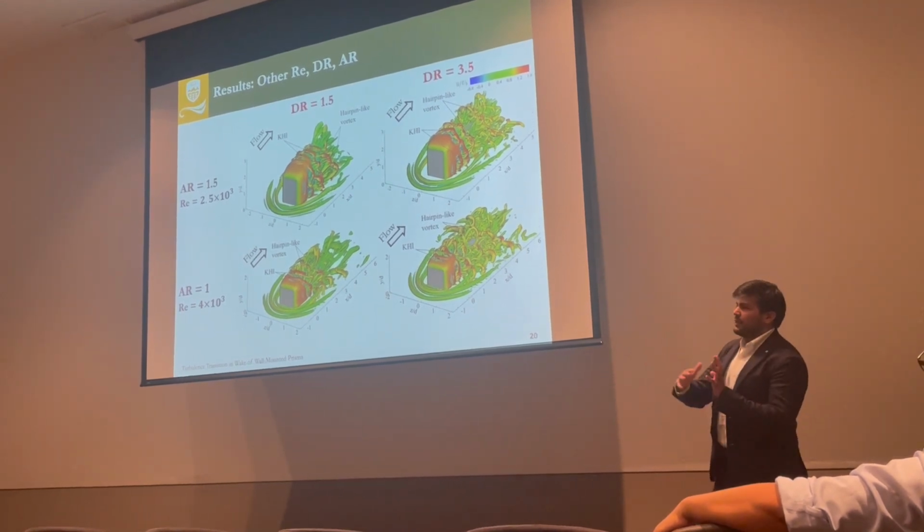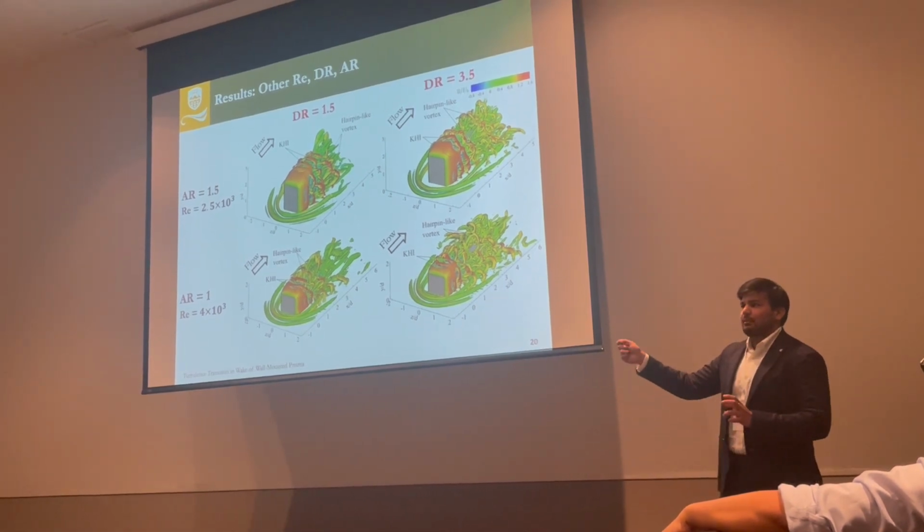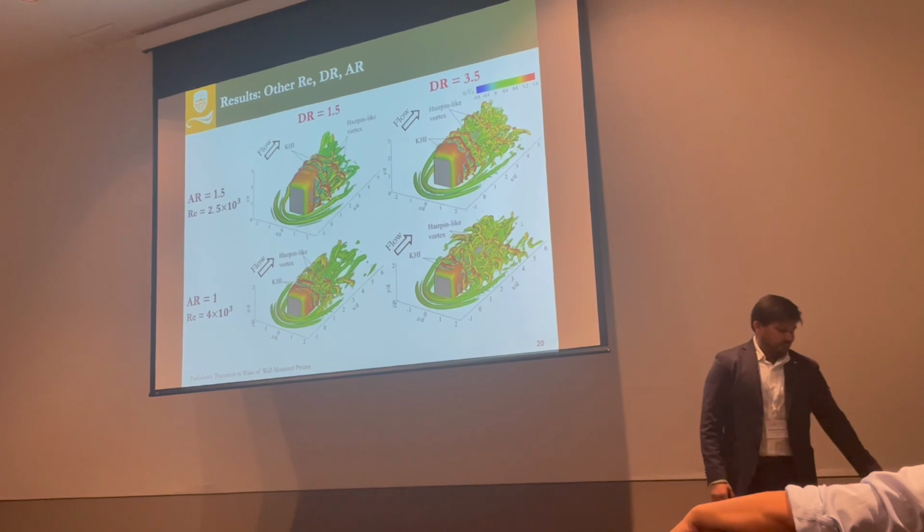Further, these results are actually consistent over the broad parameter space that we considered, shown here using the case of a short prism and a long prism at a higher aspect ratio and a higher Reynolds number in this moderate Reynolds number range.